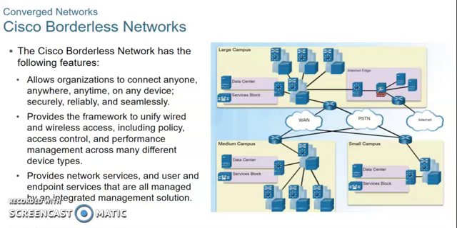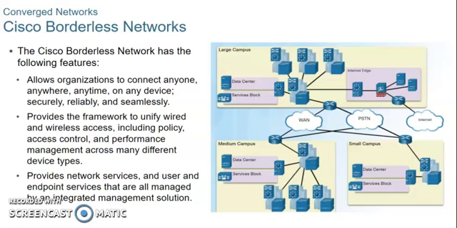In continuation to converged network, we will discuss Cisco borderless network. Cisco borderless network has a lot of features. It allows an organization to connect anyone, anywhere, anytime, on any device at the same time, securely, reliably and seamlessly.